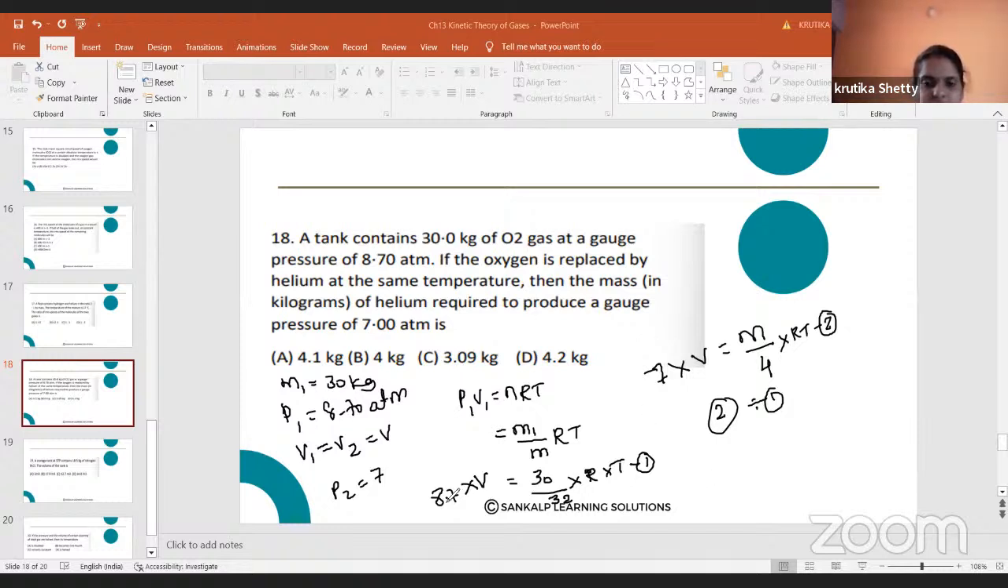This is equation 1. 8.7 into V is equal to 30 by 32 into RT. Equation 2 is 7V is equal to m by 4 into RT for oxygen and helium. So take the ratio and calculate the mass of the helium.